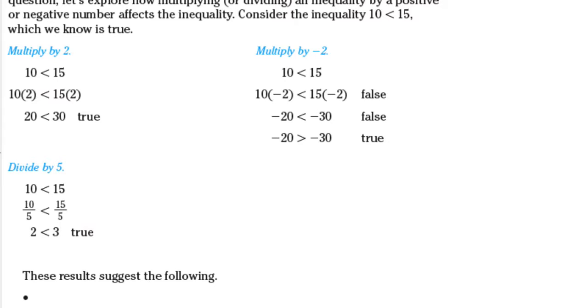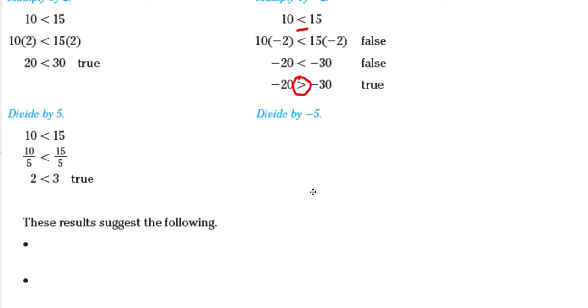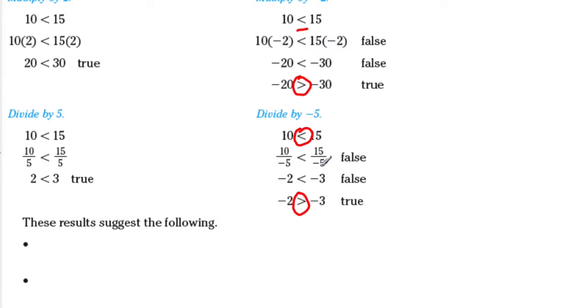So what did we do to our inequality symbol? From a less than, we switched it to a greater than. Let's take a look at dividing both sides by negative 5. If we divide 10 less than 15 by negative 5, we end up with a false statement again, because negative 2 is not less than negative 3. On the contrary, negative 2 is greater than negative 3. Again, from a less than sign, we switched it to a greater than sign when we multiplied or divided both sides by a negative number.